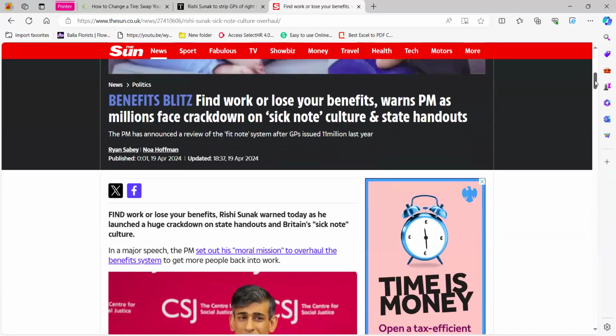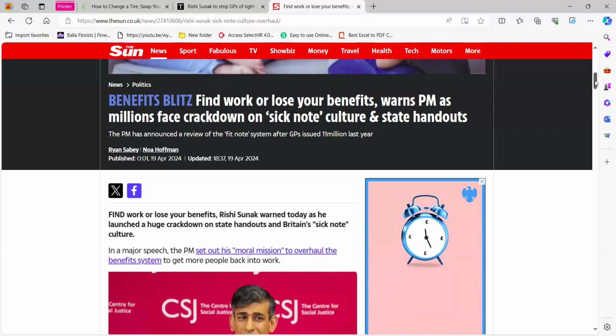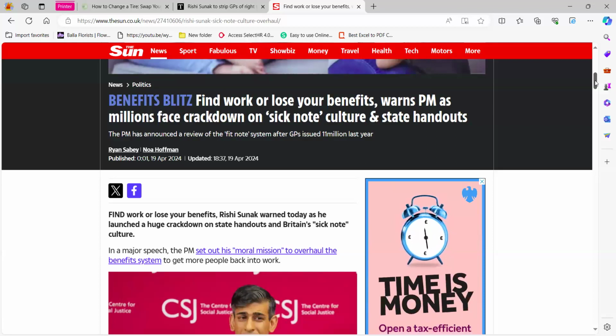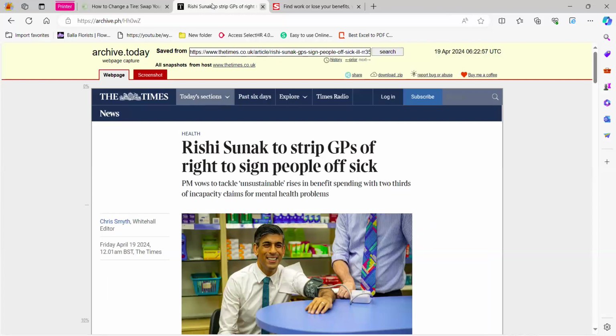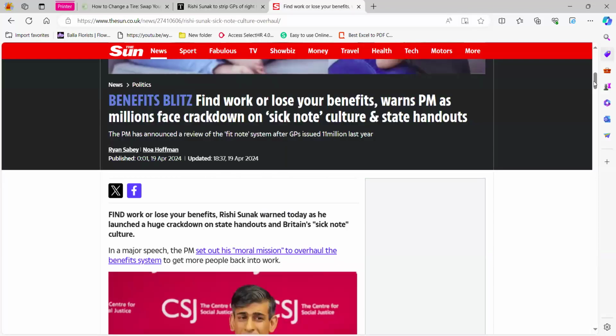So benefits blitz. Straight away, that is a tabloid style phrase, if you like. Blitz, benefits blitz. We've got alliteration. Find work or lose your benefits. The dramatic nature of that headline. Anything else anybody notices about the two articles?